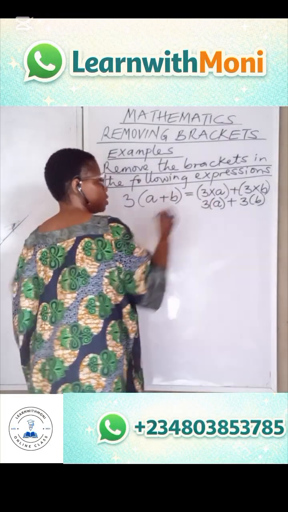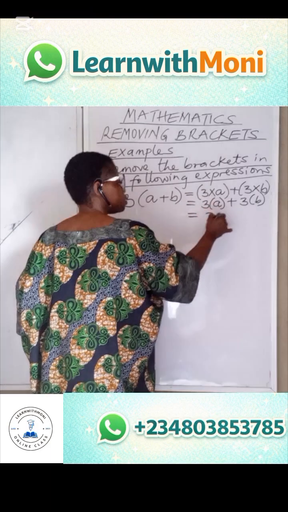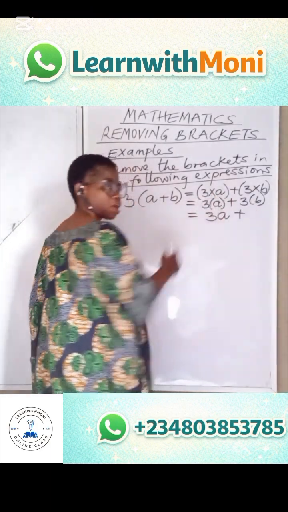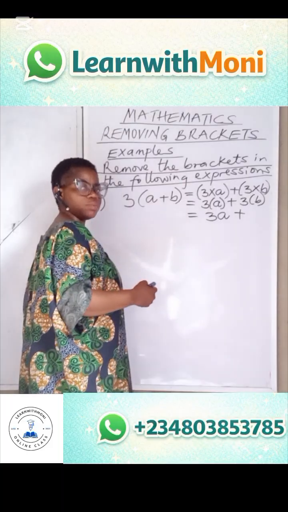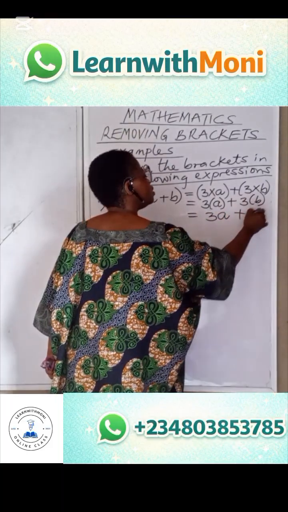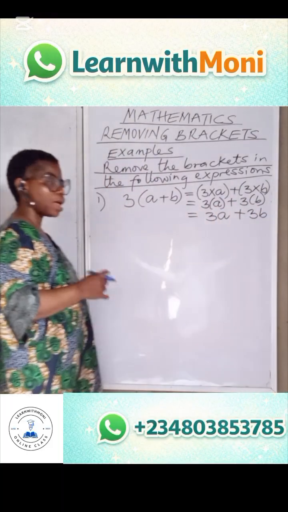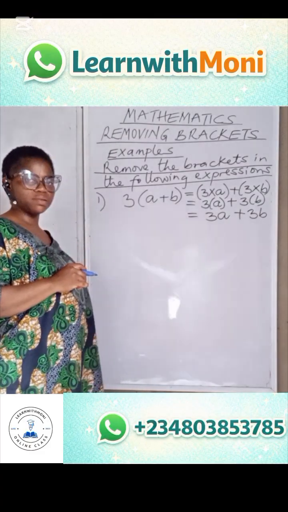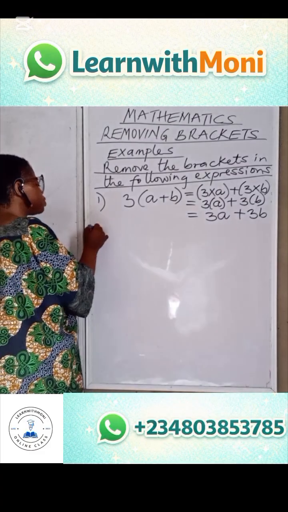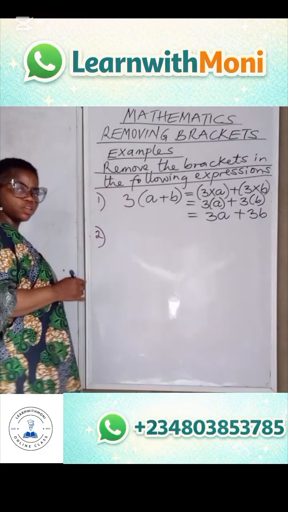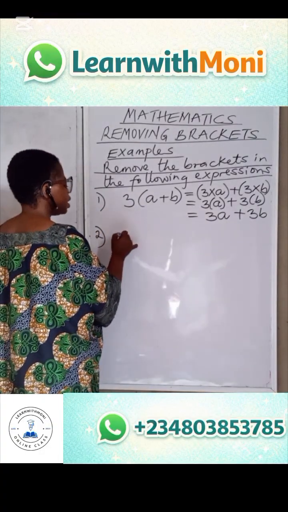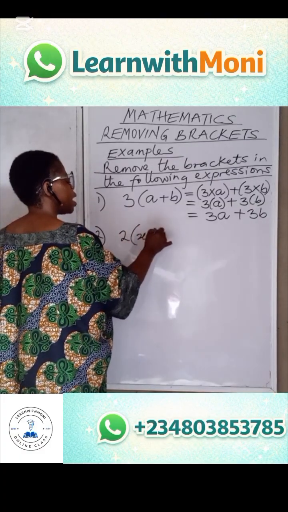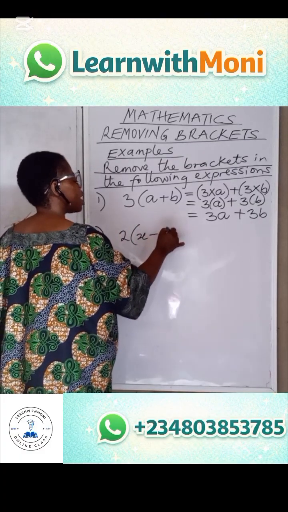3 times a means 3a. That is a in 3 places. Plus 3 times b means b in 3 places. That is 3b. And with that we have been able to remove the bracket from that expression. It is also possible we have another expression like this. Let's say I have 2 multiplying x minus 5y.